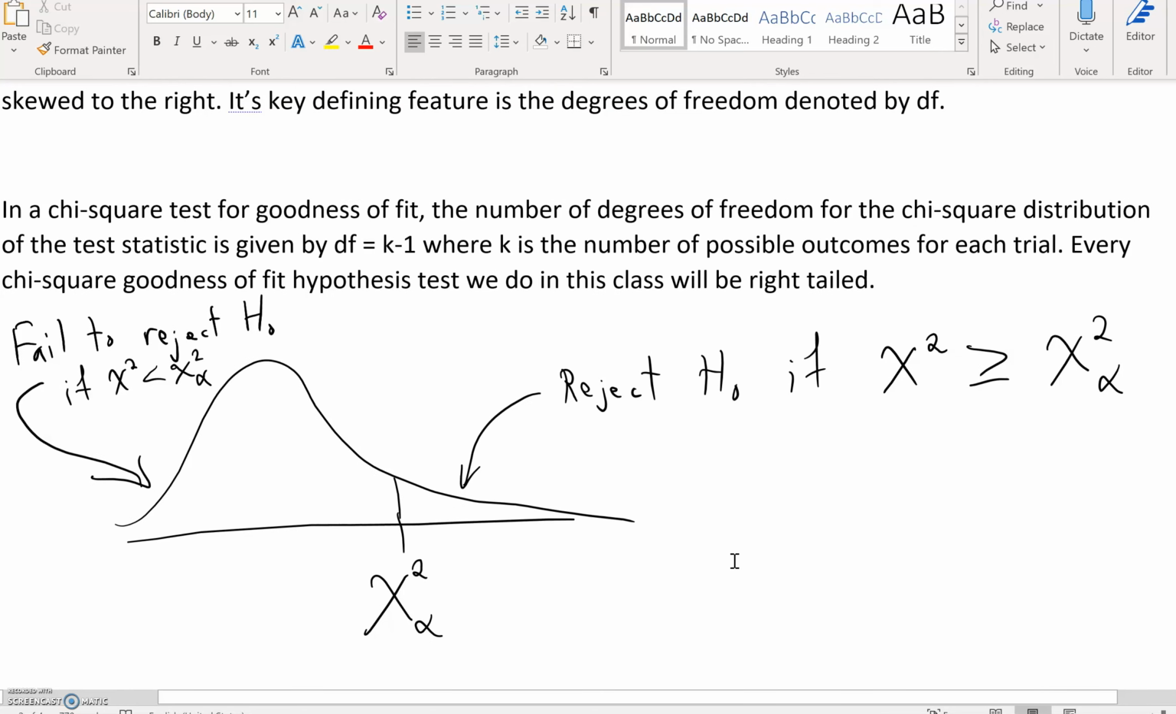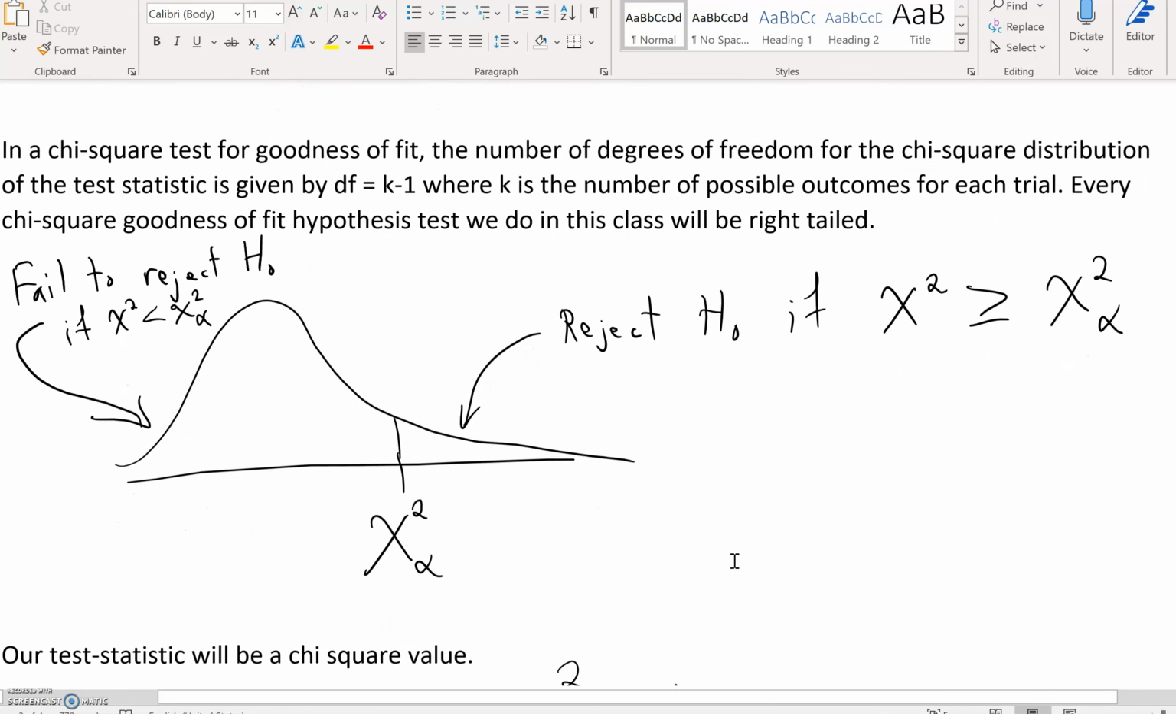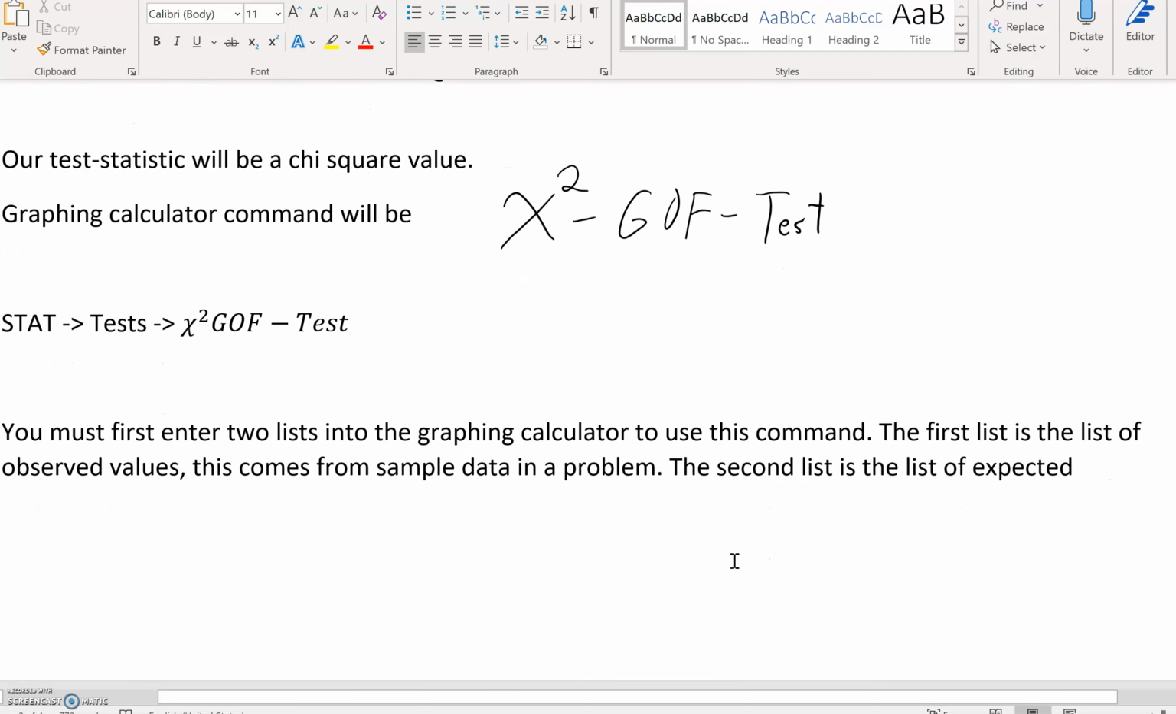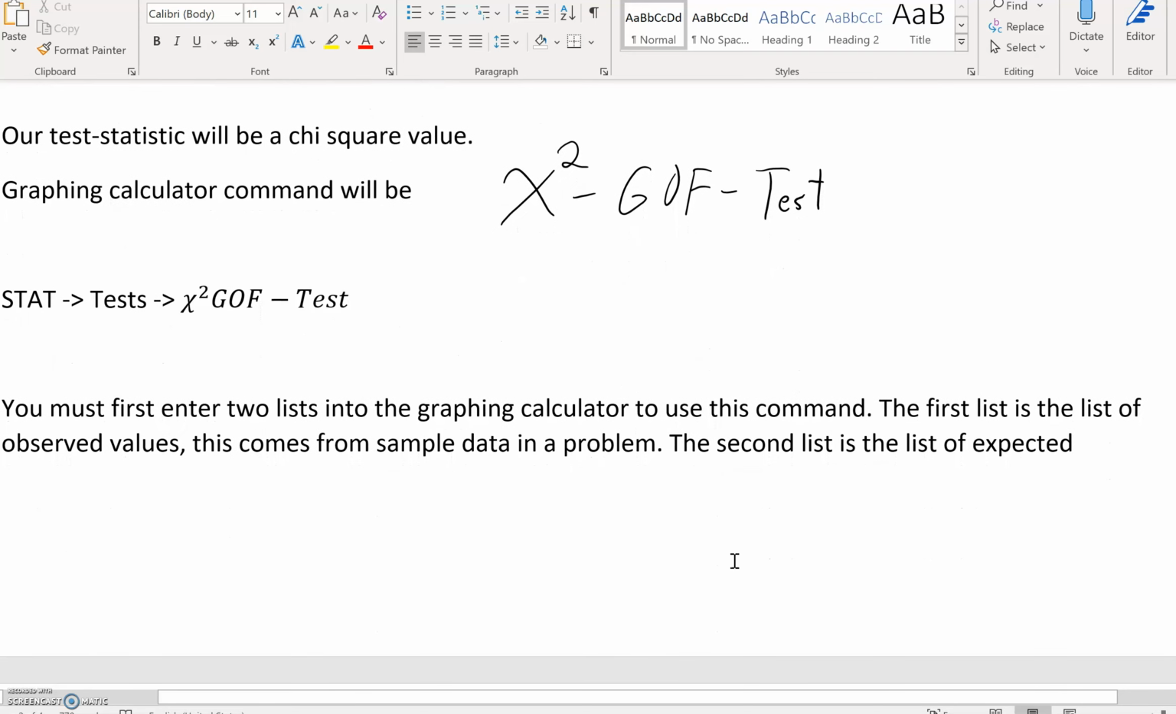In order to tackle these hypothesis testing problems with the p-value method, you will be using the chi-square goodness of fit test. It's called chi-square GOF test in your graphing calculator. To access this command, you will hit the stat button, go to tests, and then go to chi-square GOF test. In order to use this command, you need to enter in two lists into the graphing calculator.